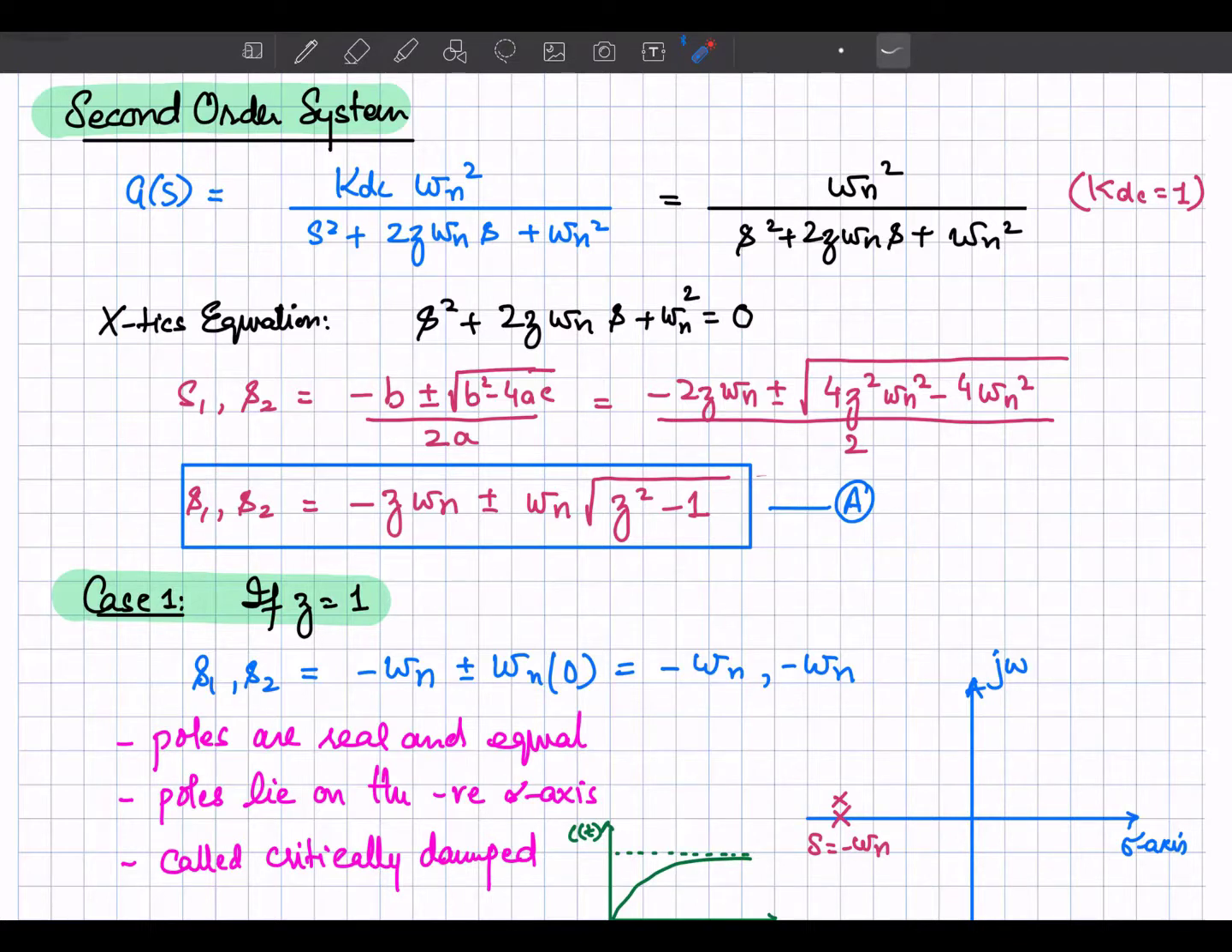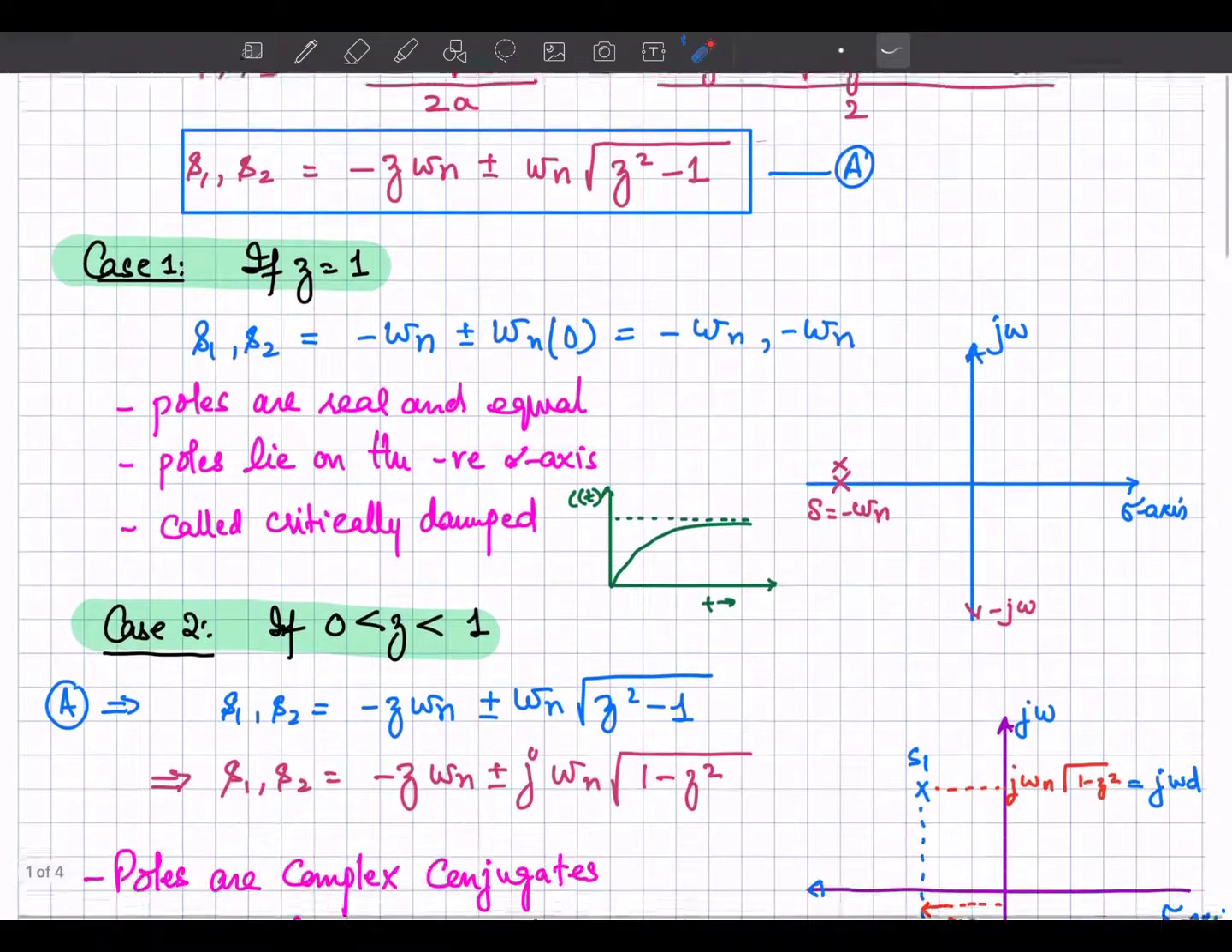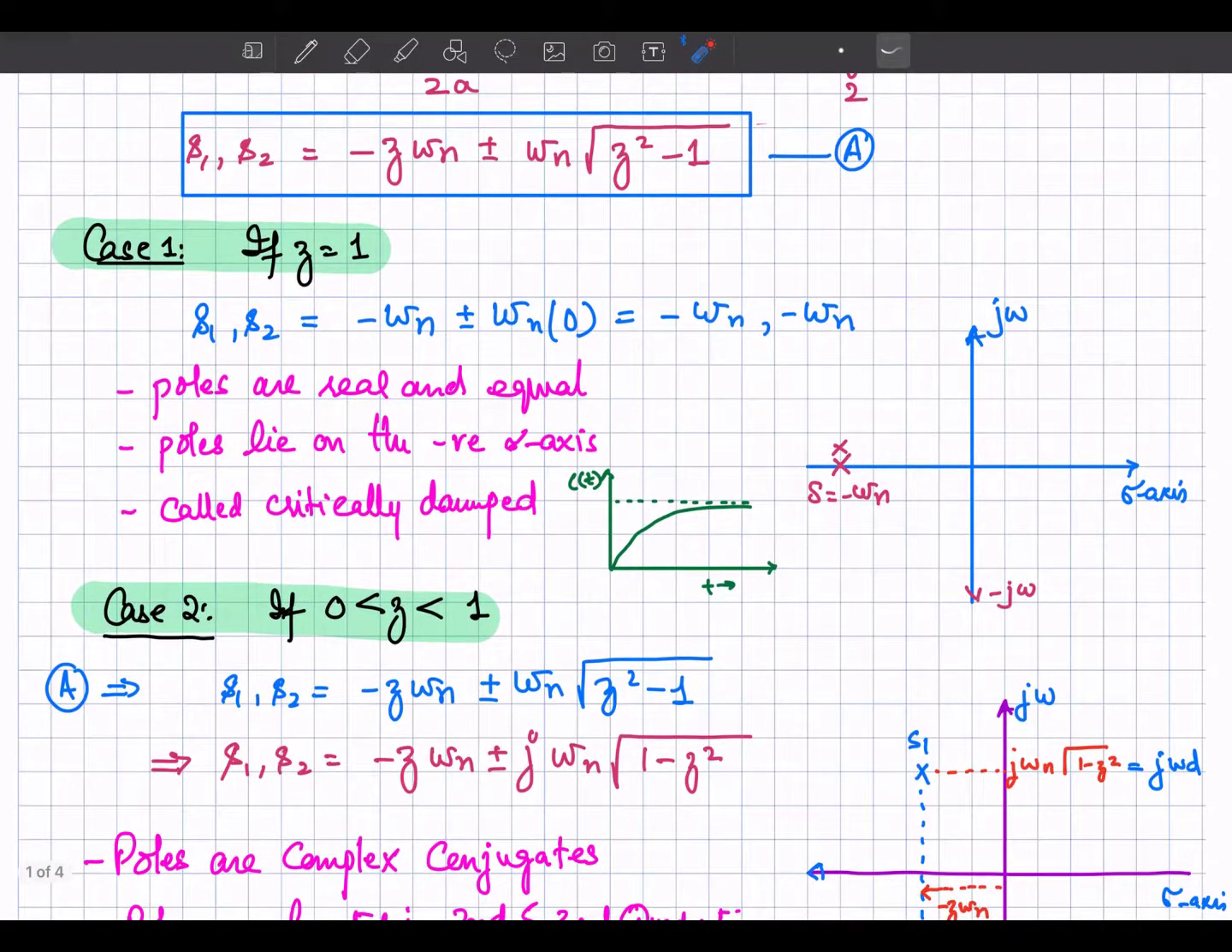Now let's discuss the position of these poles with reference to the damping factor. Let's suppose that the damping factor is equal to 1. So where will our poles be? If we place 1 over here, 1 minus 1 will be 0, so this term will be gone, and we will be left with only minus zeta omega_n. So our first pole will be at minus zeta omega_n, the second pole will also be at minus zeta omega_n, and zeta is equal to 1, so it will be at minus omega_n.